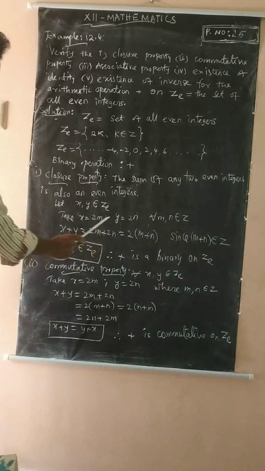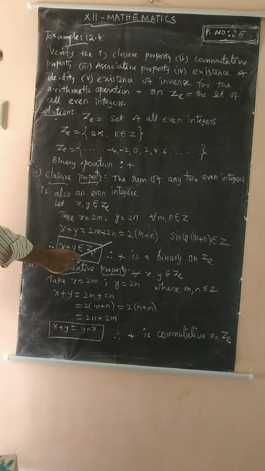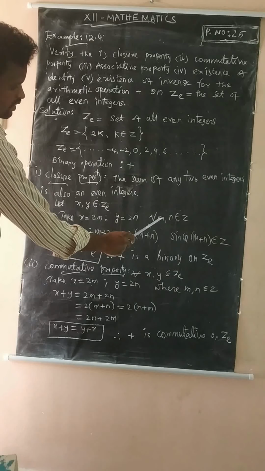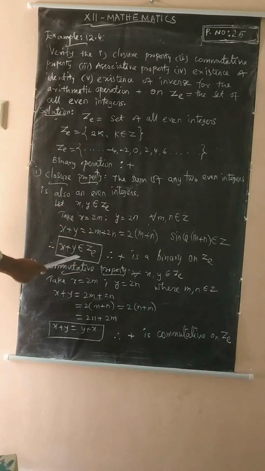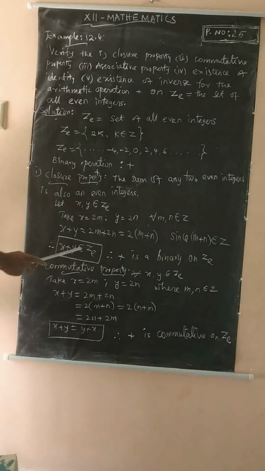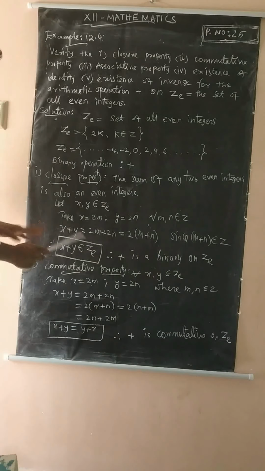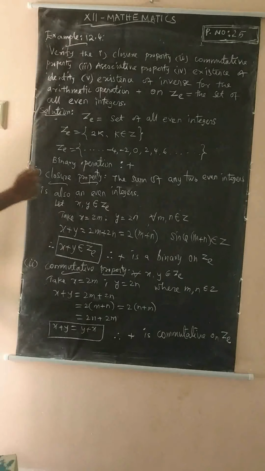Here m and n are integers, but x and y are even integers. So the sum x plus y is equal to 2m plus 2n. Commonly take 2 of m plus n. Since m, n are integers, m plus n is also an integer. So this term is also an integer. So x plus y belongs to the even integers, which belongs to ZE. So addition is binary on the set of all even integers. That is the first one, students.